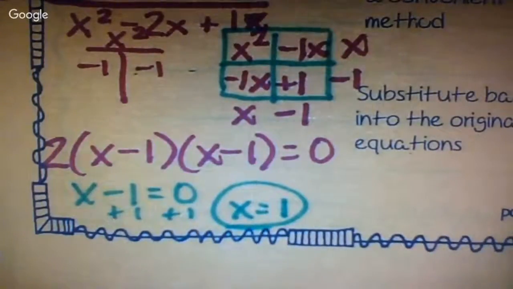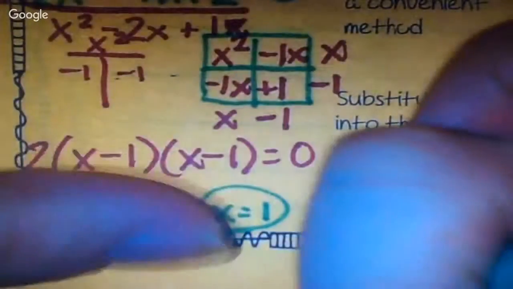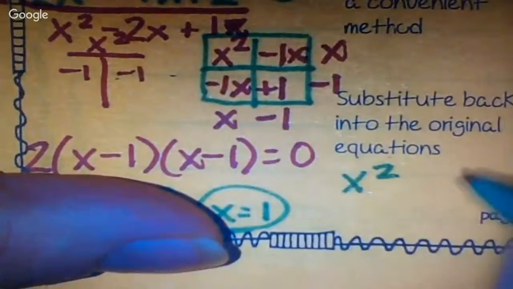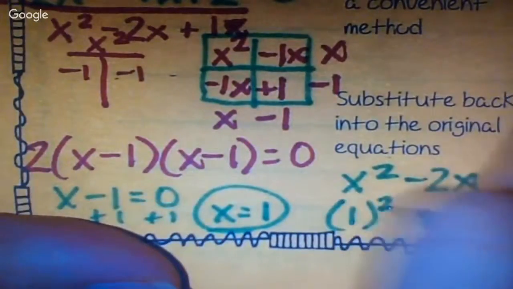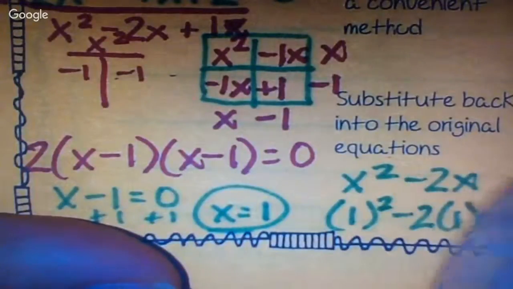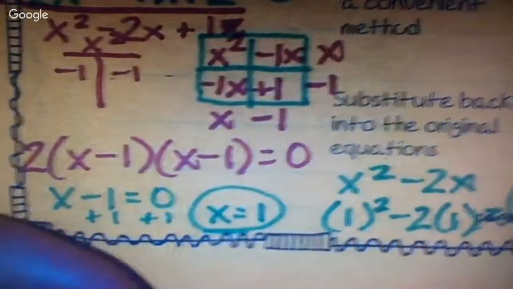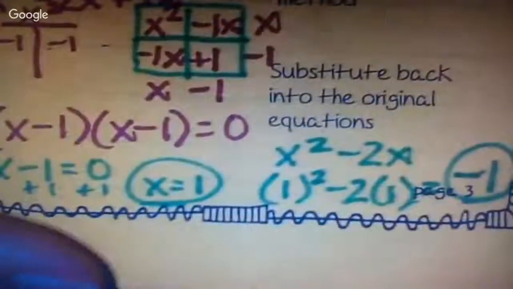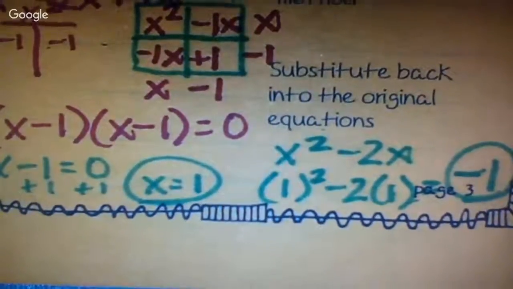How do I find my y value now? Plug it in. Pick any one of those equations you want from the top. So I do the first one too because it's less work. So x squared minus 2x, when you plug it in, you get 1 squared minus 2 times 1, which comes out to be negative 1. Yes, because 1 squared is 1, and 2 times 1 is 2, so 1 minus 2 gives you negative 1.